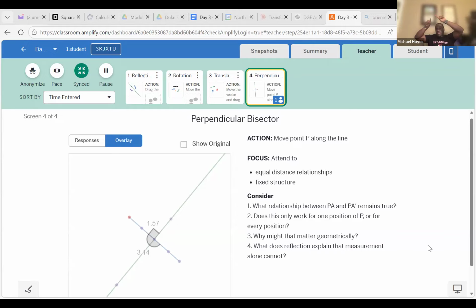Those two angles have to be the same because you're over the line of reflection. In order for those two angles to be the same and it to be 180 degrees, those two angles must be 90 degrees. Therefore, this must be perpendicular. So now I know that this line is a perpendicular bisector because of the line of reflection and what reflection preserves.